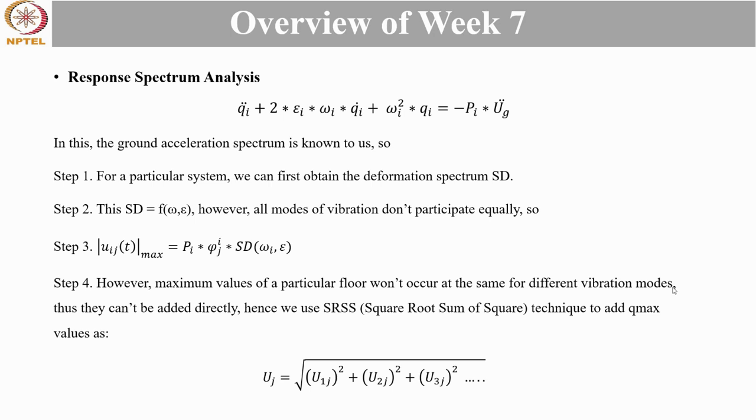However, the maximum value for a particular floor won't occur at the same time for different modes of vibration. Thus, they can't be added directly. Hence, we use the square root sum of squares method to add the Qmax as given below.